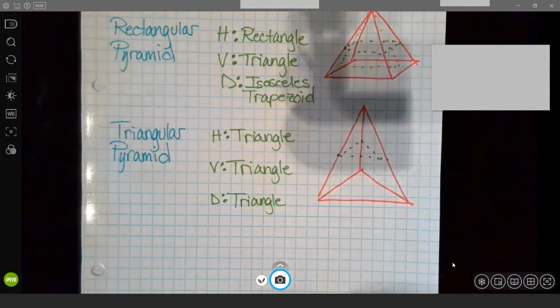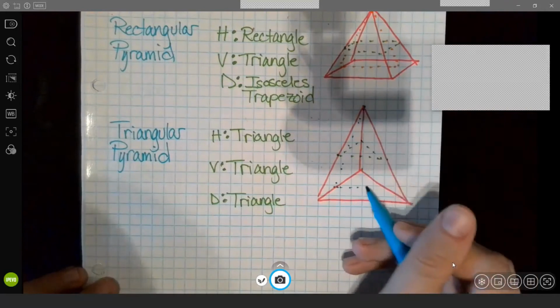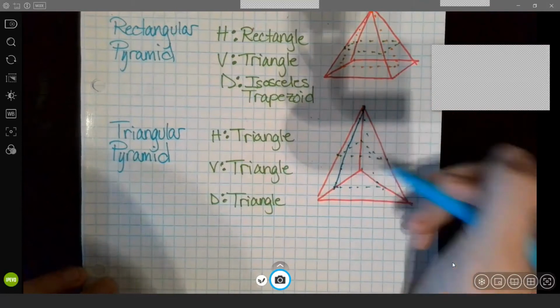Your vertical cut is a triangle, as well as your diagonal.